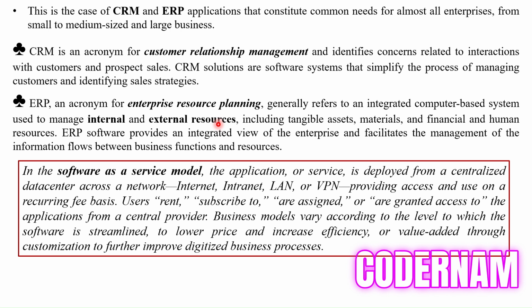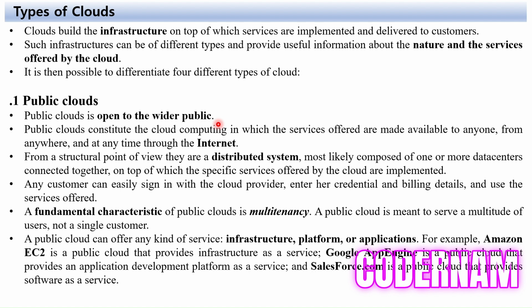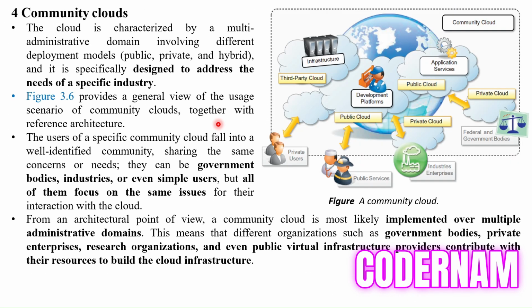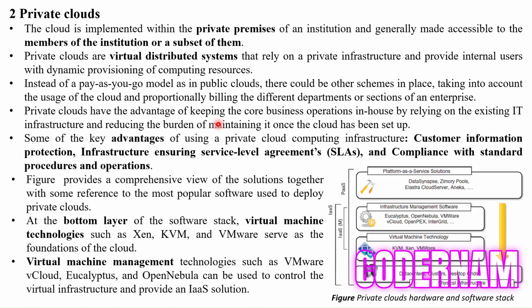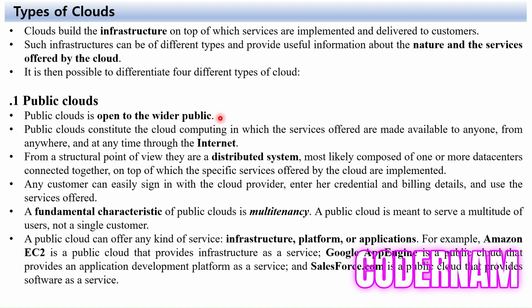Next comes the types of clouds. In the previous lecture, if you remember, we had discussed only public, private, and hybrid. Here we are going to discuss public, private, hybrid, as well as community clouds. Public clouds are open to the wider public. A public cloud constitutes cloud computing in which the services offered are made available to anyone, from anywhere, at any location and at any time through the internet, whether it is morning, night, or evening.